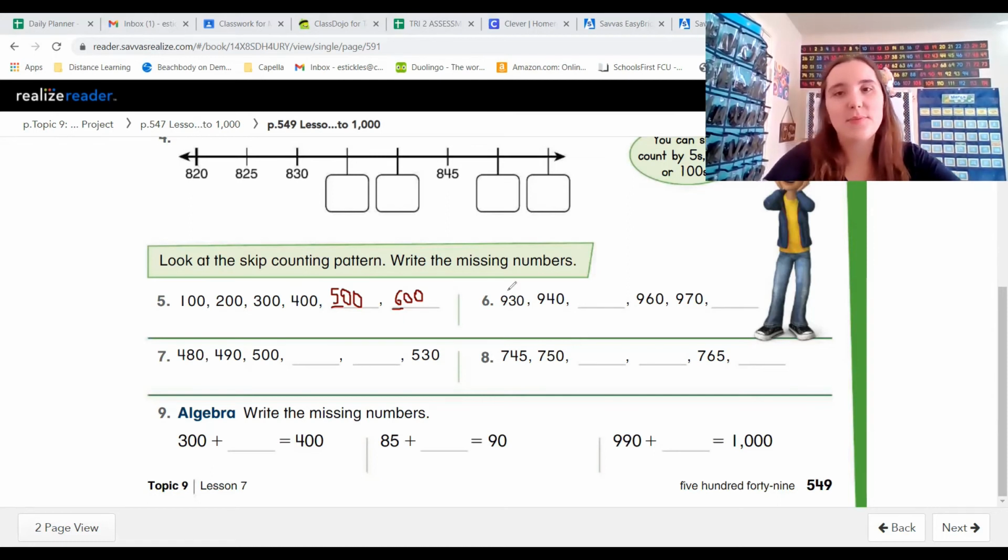Okay, let's look. 930, 940. Well, 930 plus 10 would be 940. So I think we're skip counting by tens. So 10 more would be 950. Plus 10 more, 960, 970, plus 10 more, 980. It's not too tricky. You just have to figure out what the pattern is first and then fill in the missing numbers. Okay, we're going to turn the page.